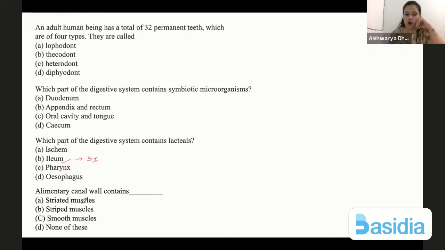Next question. The alimentary canal wall consists of striated muscles, striped muscles, smooth muscles, or none of these. Like I said, the entire alimentary canal is made up of smooth muscles. So the correct answer is smooth muscles.